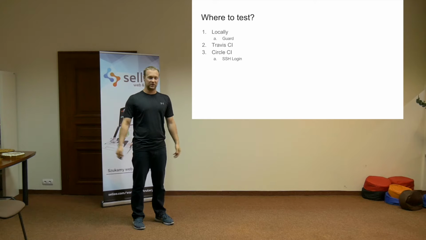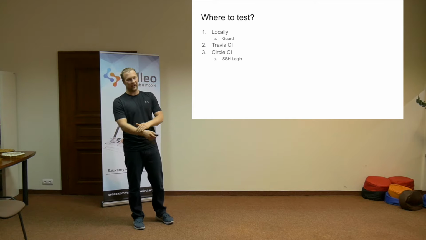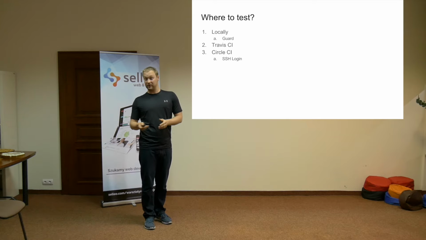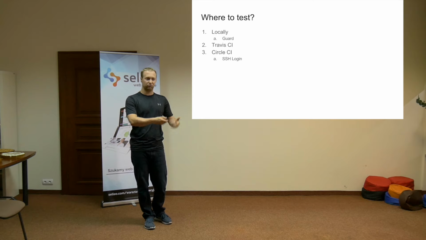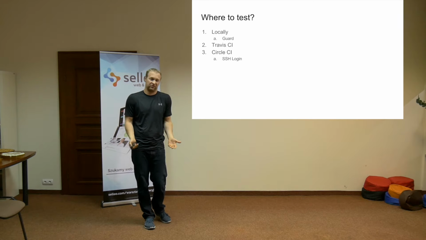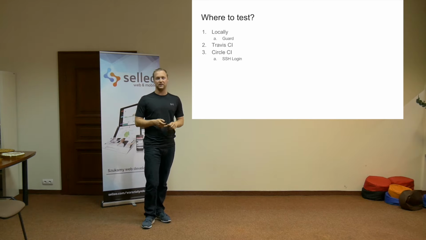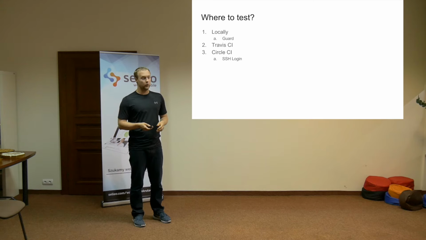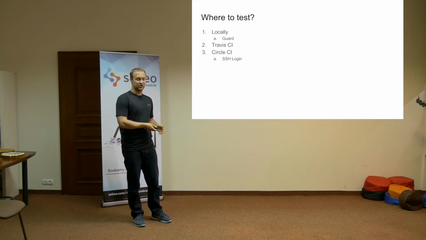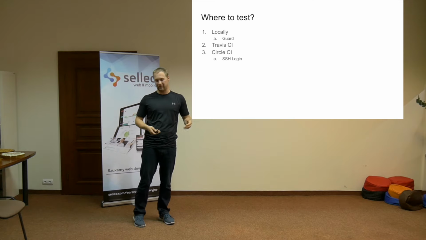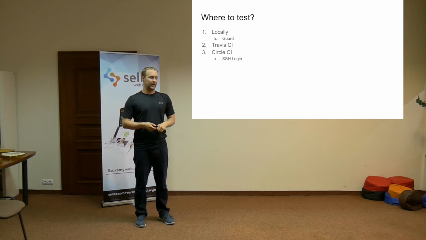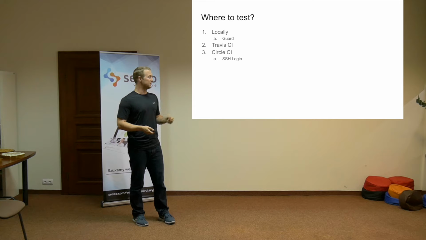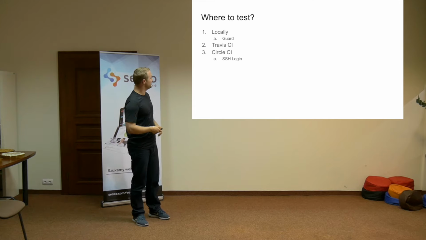Where to test? Obviously, we all test locally at some point before we push it to external CI. Some people use Guard to keep their tests running all the time. We don't. We just test the thing that we test at the point at which we decide. But, well, up to you. And then we push it somewhere else to run the whole suite, because it usually takes a couple of minutes or more. And there are two solutions that we've used in the past, probably more, but these are the most popular ones. It's Travis CI and Circle CI.